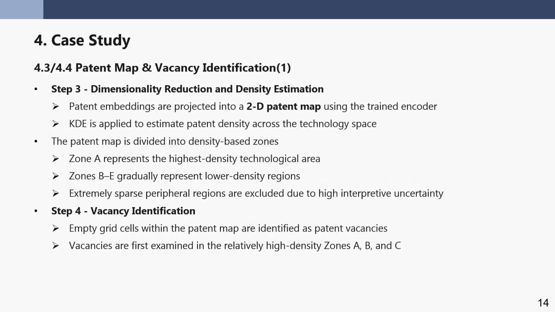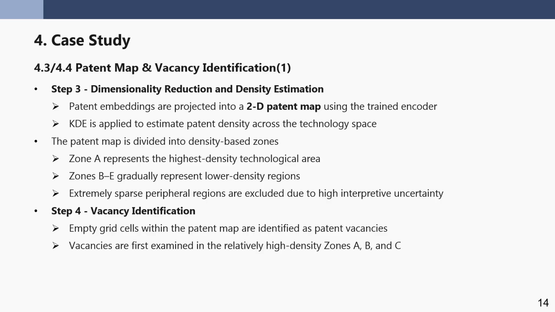Here are the patent map construction and vacancy identification processes. In step 3, the patent embeddings are projected onto a two-dimensional patent map using the trained encoder. KDE is then applied to estimate patent density across the technology space. The map is divided into density-based zones. Zone A represents the highest density area, while zones B to E represent progressively lower density regions. Extremely sparse peripheral areas are excluded because their technological interpretation is less reliable.